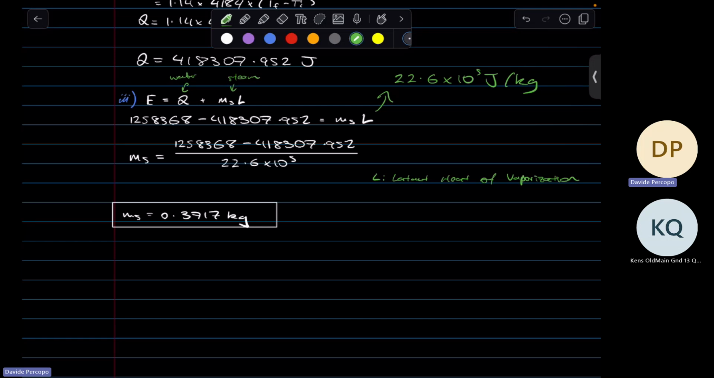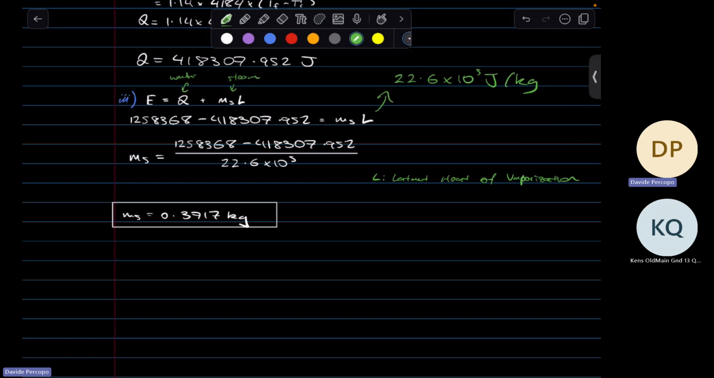Latent heat of evaporation and vaporization are essentially the same thing. You have the latent heat of fusion, which is when ice turns into water, and then the latent heat of vaporization when water turns into steam, because water vaporizes to turn into steam. Is that making sense? Yeah. It's just a constant on your formula sheet.